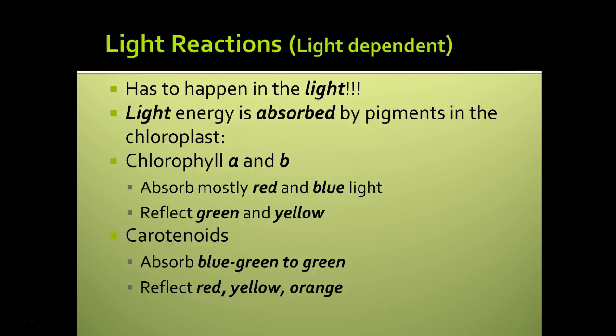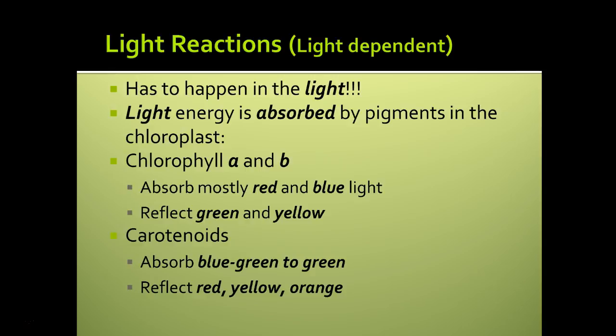Some of the pigments that plants have: they have chlorophyll. There's two kinds of chlorophyll, chlorophyll A and chlorophyll B. They absorb mostly the red and blue light. Remember, white light is made up of the ROY G BIV colors of light. Chlorophyll A and B absorb mostly red and blue, and they reflect green and yellow. That's why most all plants look green, because the chlorophyll is reflecting that green or greenish yellow light.